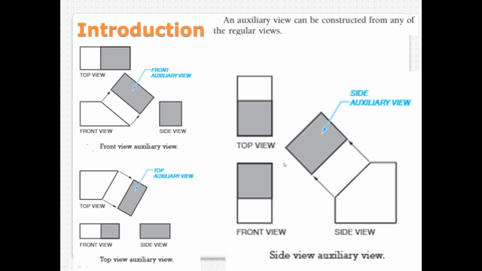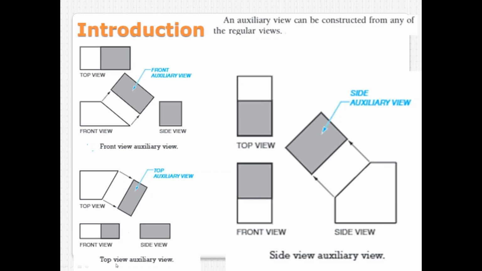And if you look at the front view, an auxiliary view can be constructed from any of the regular views. As you can see from the top view here, we have an inclined surface here from the front view, and you're going to project them to the top view and the side view.